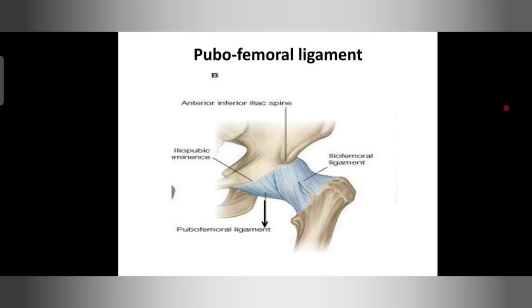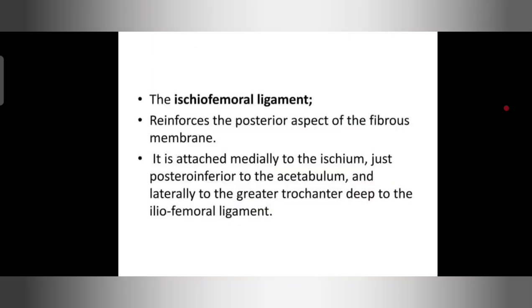So this figure shows the pubofemoral ligament. Next is the ischiofemoral ligament. So it reinforces the posterior aspect of the fibrous membrane and it is attached medially to the ischium, just posterior inferiorly to the acetabulum and lateral to the greater trochanter, deep to the iliofemoral ligament.